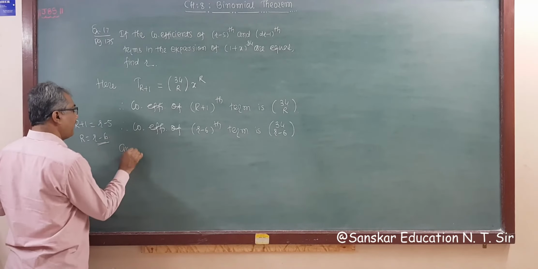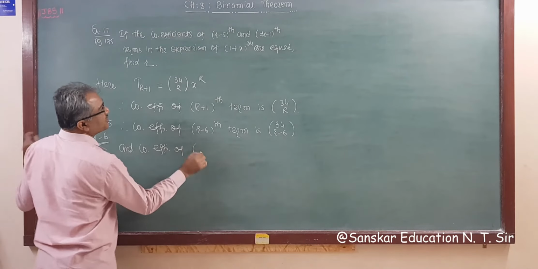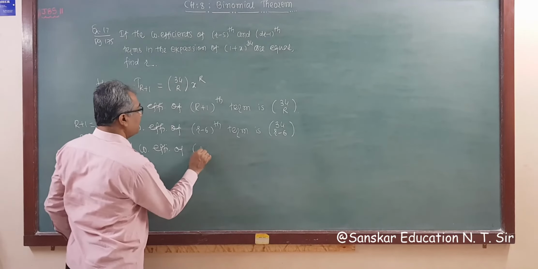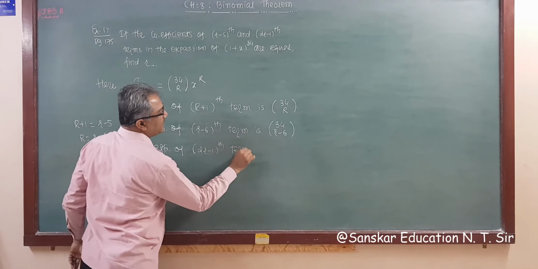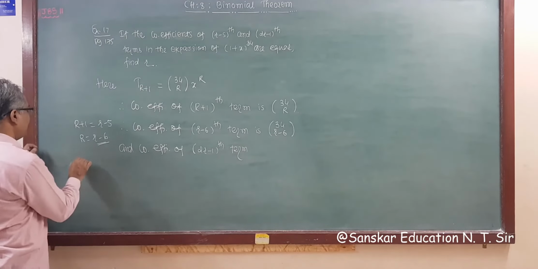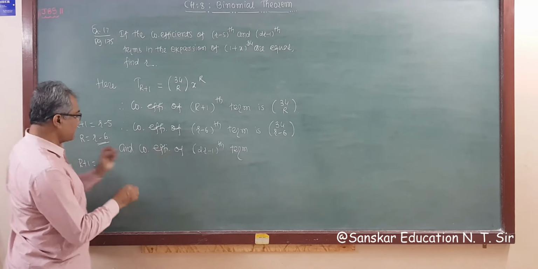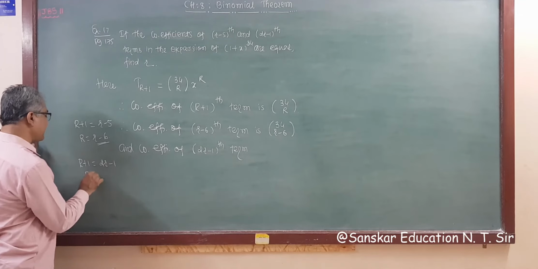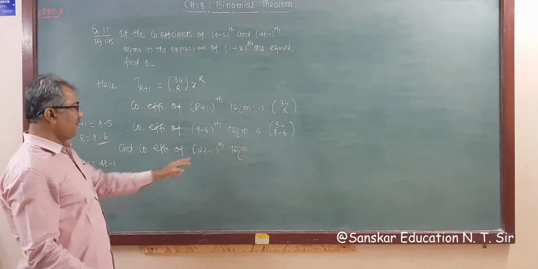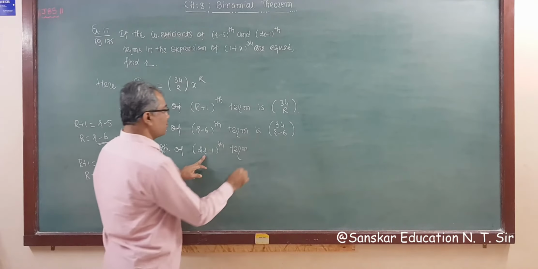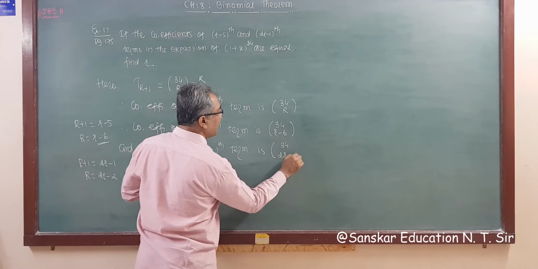And the coefficient of which term? Twice r minus 1. So for the twice r minus 1 term, what is capital R plus 1? Capital R plus 1 is equal to twice r minus 1, right? So capital R is equal to twice r minus 2. 1 R less is the coefficient. So this coefficient is 34C twice r minus 2, right?